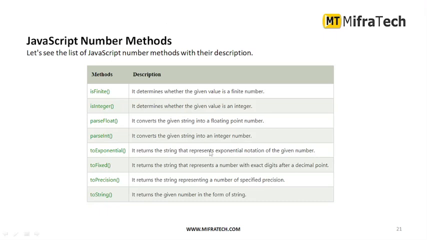Some number methods are: isFinite, which determines whether the given number is a finite number. isInteger determines whether the given value is an integer. parseFloat converts the given string into a floating point number, and parseInt converts a string into an integer number. toExponential returns a string that represents the given number in exponential notation. toFixed returns a string that represents the number with the exact digits after the decimal point. toPrecision and toString, you can see many more, you can refer.